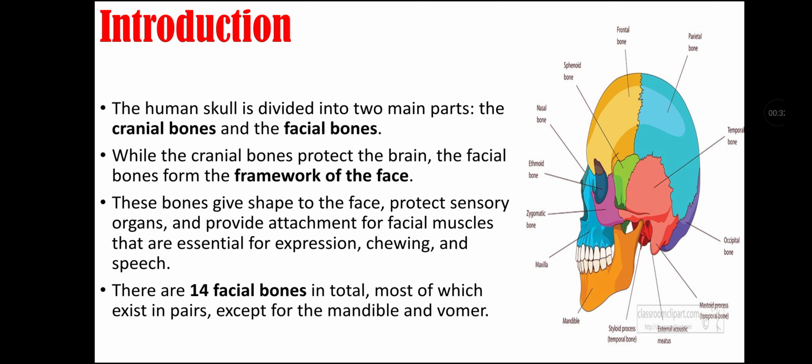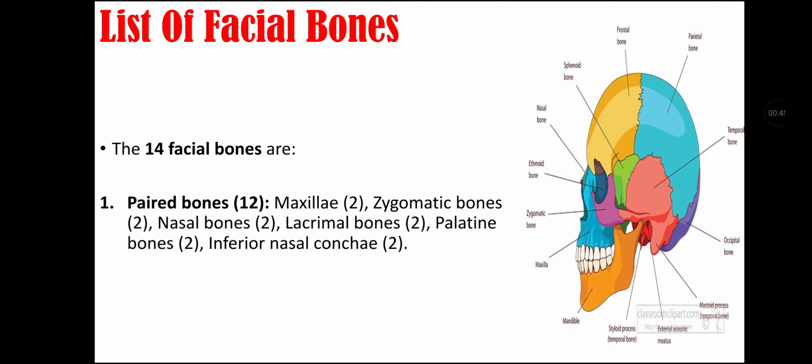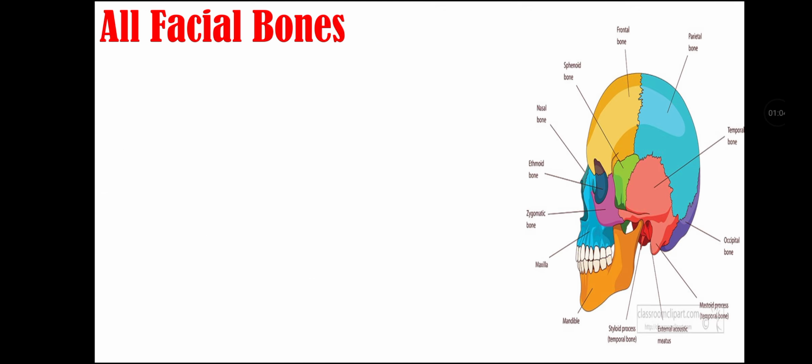There are 14 facial bones in total, most of which exist in pair, except for mandible and the vomer. List of facial bones. Facial bones include 14 facial bones that include 12 paired bones and 2 unpaired bones. 12 paired bones include 2 maxillary bones, 2 zygomatic bones, 2 nasal bones, 2 lacrimal bones, 2 palatine bones, and 2 inferior nasal conchae. Then there are unpaired facial bones that include 1 vomer and 1 mandible. All facial bones, now let's talk about them.